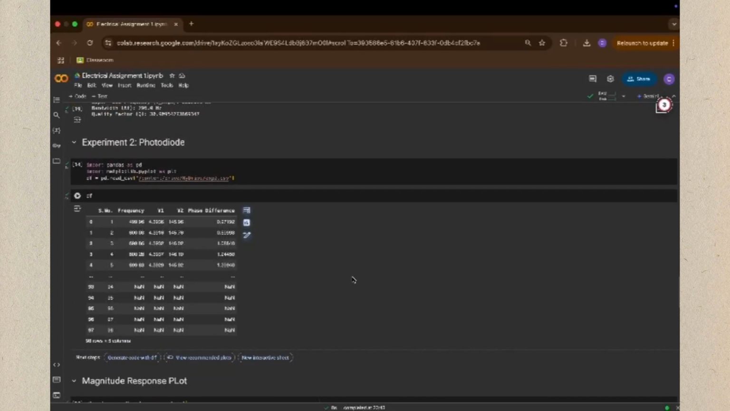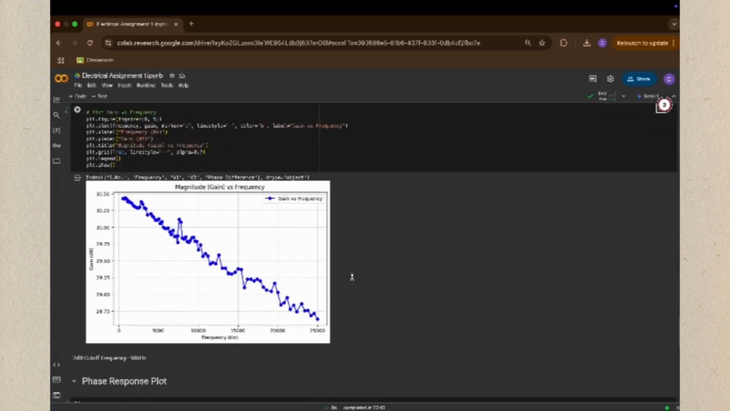Now we are moving to our second experiment, which was the photodiode experiment. Let's first discuss the 3 dB cutoff frequency. In the magnitude response graph of the photodiode, the 3 dB cutoff frequency is where the curve drops down by 3 decibels from its maximum value. From our plot, we can see that the 3 decibel cutoff frequency is around 25 kHz.